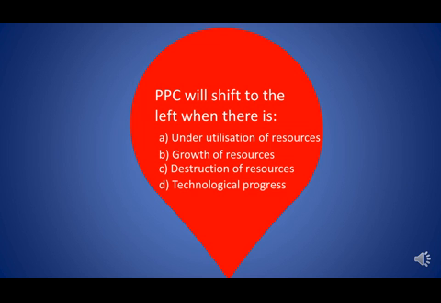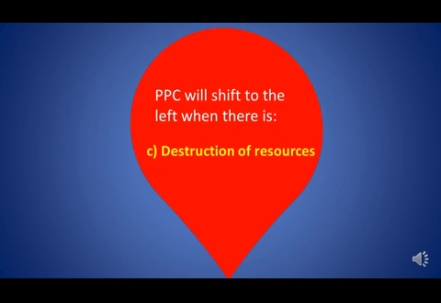The next question is in the form of MCQ. PPC will shift to the left when there is A. Underutilization of resources, B. Growth of resources, C. Destruction of resources, or D. Technological progress. The correct answer is C, destruction of resources. Because of destruction of resources, the economy will not be able to produce as much as it was able to produce earlier, and thus PPC will shift to the left.